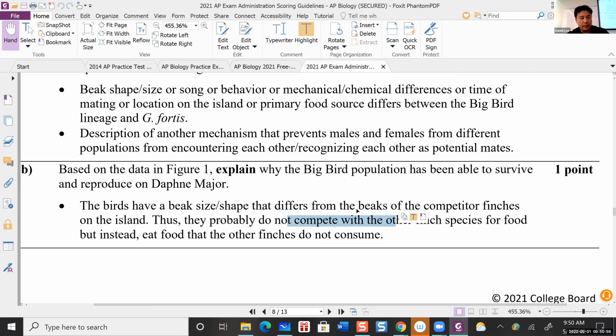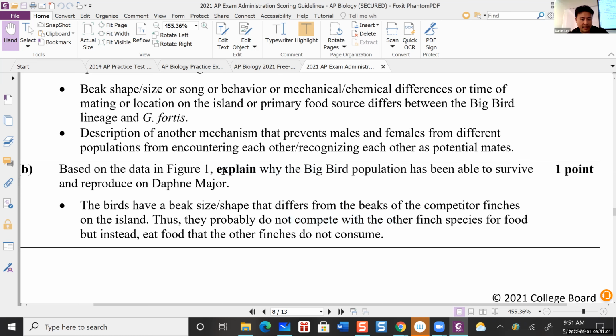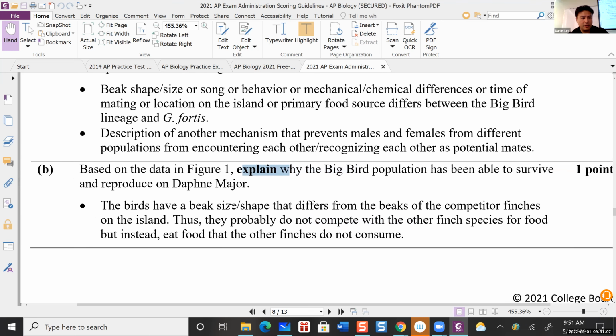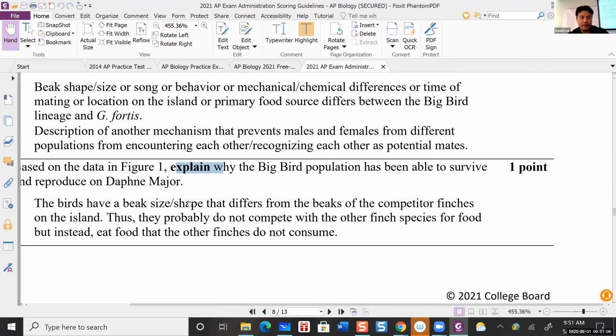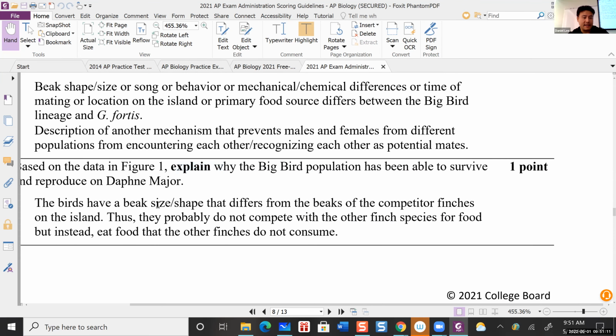So when you explain it, read it again. Do I need to include that? Yes, because if you just say they have unique beak size and shapes, you did not explain it. How does a unique size and shape in their beaks allow them to survive and reproduce, right? So the explanation requires that it minimizes competition so that they have a unique source of food. They don't have to compete with others, right? So you do have to elaborate that.